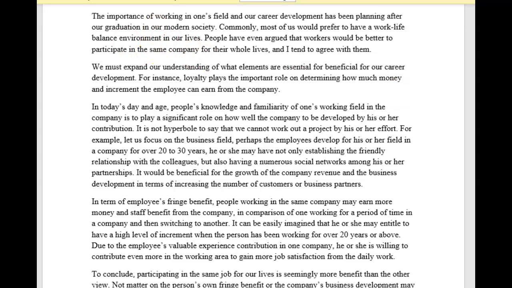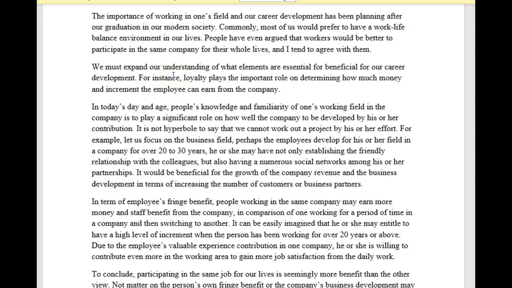Let's see. You have this little paragraph here. I'm not really sure why. "We must expand our understanding of what elements are essential for beneficial for our career development. For instance, loyalty plays an important role in determining how much money and increment the employee can learn from the company." Okay. This paragraph for me should have just been completely left out because it's just not appropriate to the task organization. You see, we typically recommend a 4-paragraph structure where you've got an introduction, you've got a conclusion, and then in between you've got 2 body paragraphs. This essentially is just 2 sentences.